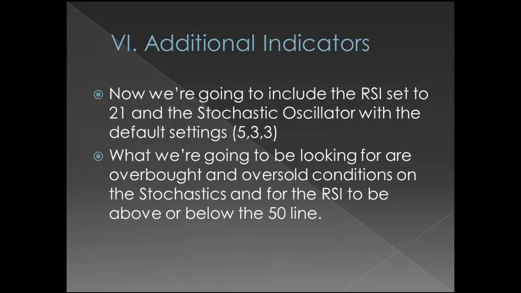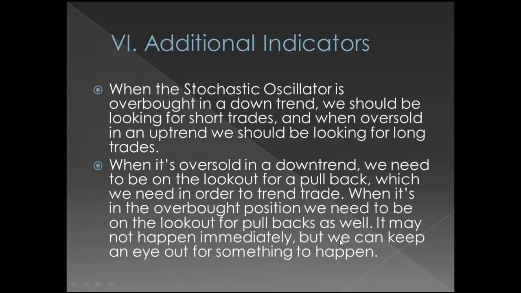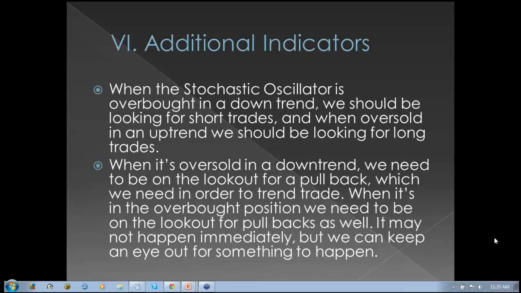Now, what we're looking for is overbought and oversold conditions on the stochastic, and for the RSI to be above or below the 50 line. Okay, and this will make a lot of sense when I get to it on my charts. And there are some really cool little tricks that you can use the stochastic and the RSI for, other than looking for overbought, oversold, and crossing the 50 line. Those are just the basic ideas of what we're going to be looking for, but we're going to get to some cool little tricks that we can do with that.